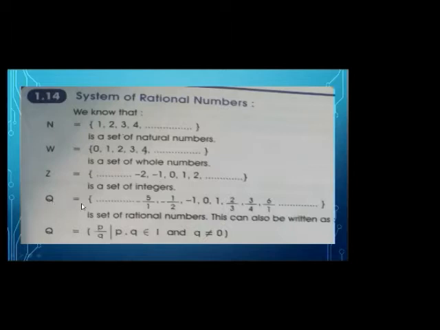Q stands for rational numbers. Q is the set of rational numbers, and rational numbers can be written in the form of a fraction. All negative numbers are on the left-hand side of 0, and on the right-hand side all positive numbers are there. This set can be written in set builder form as P over Q, such that P and Q belong to I, meaning integers, and Q is not equal to 0.